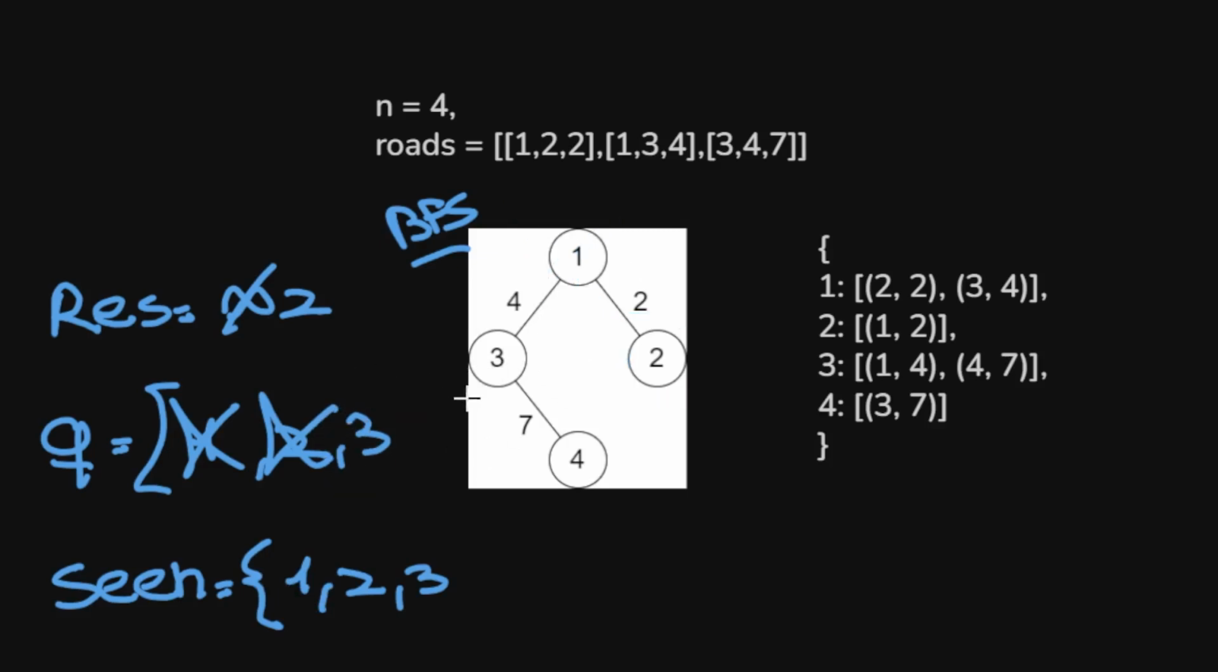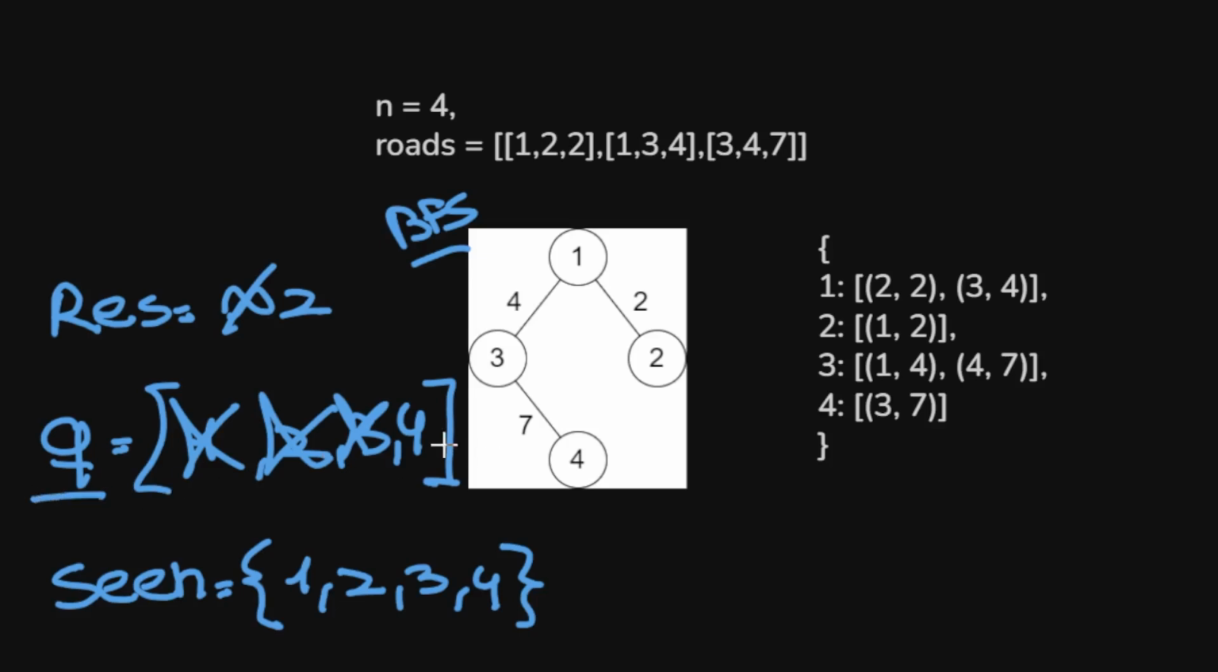We are standing at node 3. From here we have 2 neighbors. If we try to go to 1, we have this in seen already. The corresponding weight is larger than what we have in the result. And if we try to go to this neighbor, the node is 4, the weight is 7. 7 is larger than 2, so we keep 2 here. And given that we don't have 4 in seen, we add it, and we add it to the queue also.